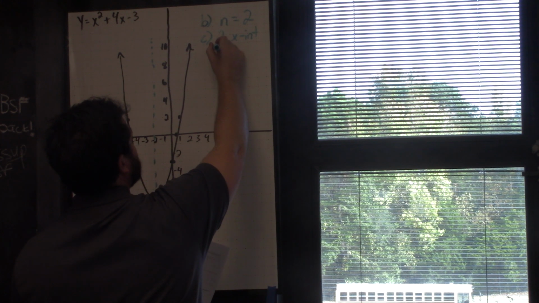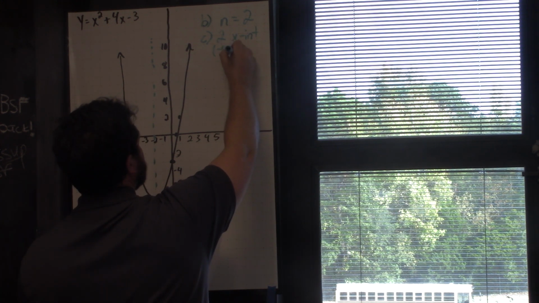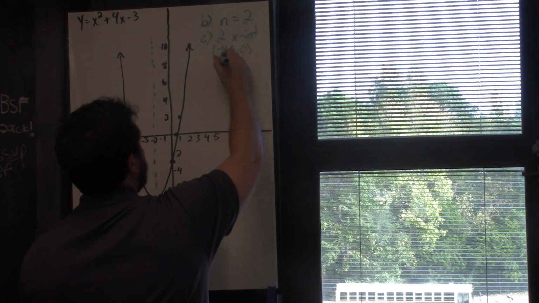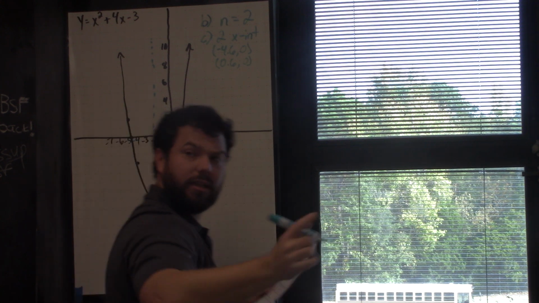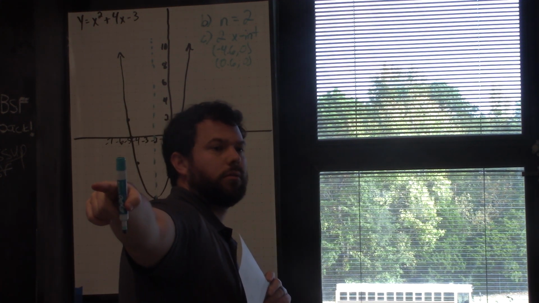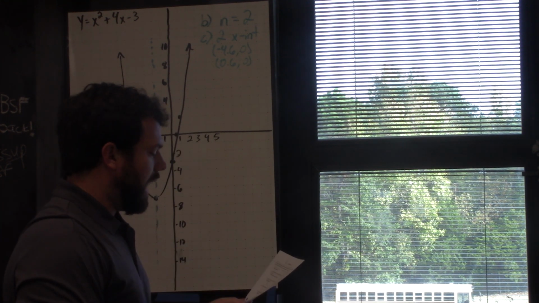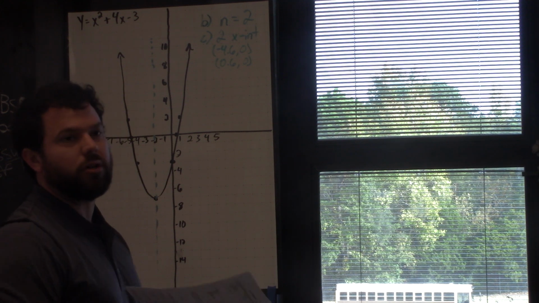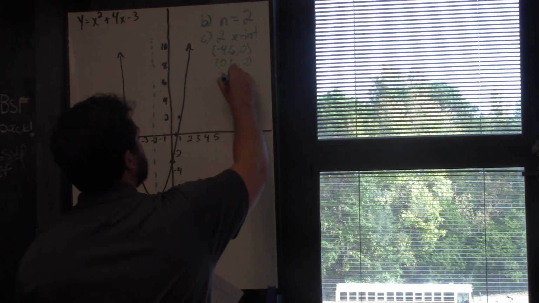So the x-intercepts are negative 4.6 comma 0 and 0.6 comma 0. I think that's what it says over there, roughly, right? Does that sound right? 0.64. Yeah, I'll just leave it at 0.6 though. How many zeros are there for this function, or how many roots? 2 roots or zeros, okay.